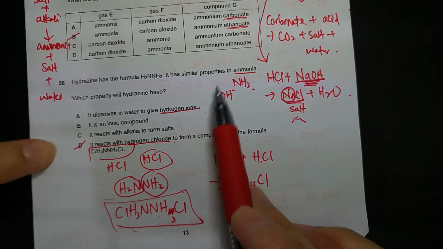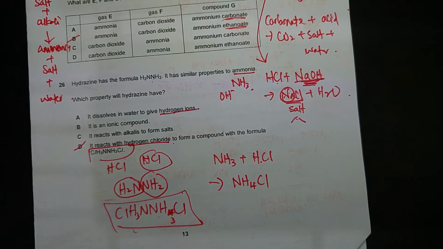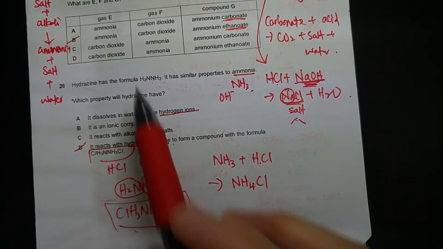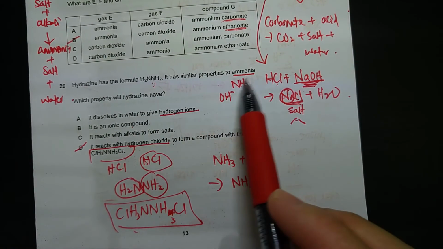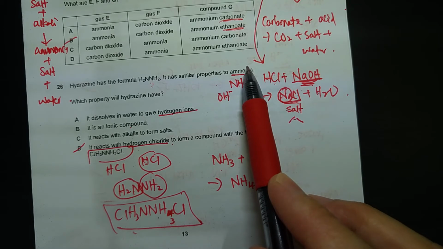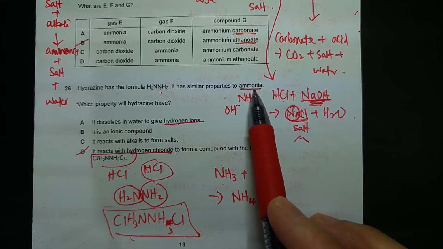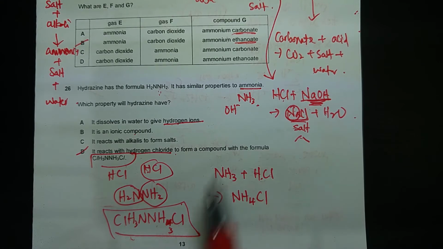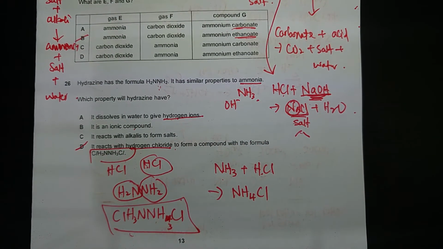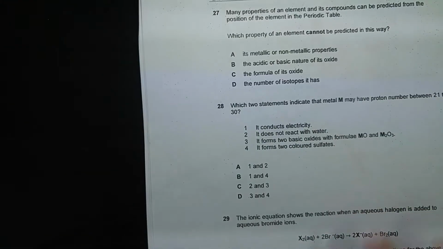Okay, so when it says similar properties, you try to recall the properties that ammonia has. This one is not in the syllabus, but it says similar properties, and ammonia is in our syllabus. That is why we can just recall all the properties of ammonia and try to deduce it. That's 26. Now let's look at 27.